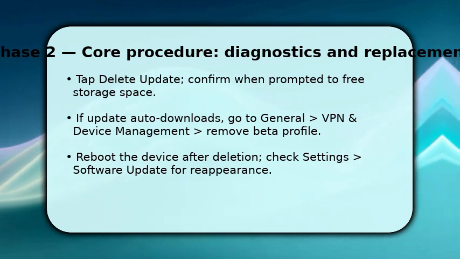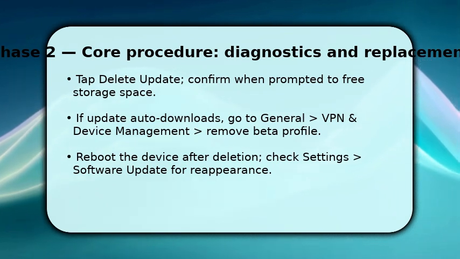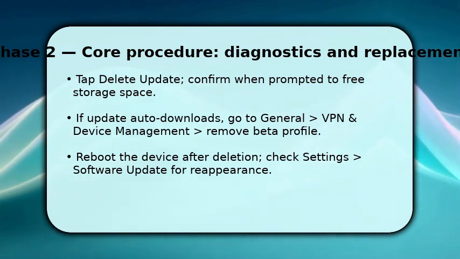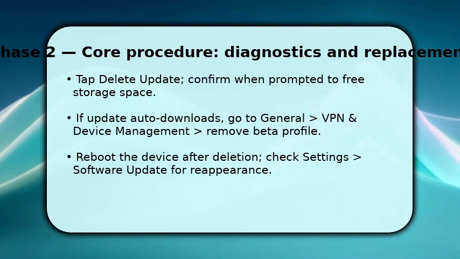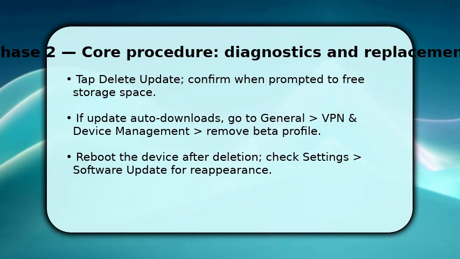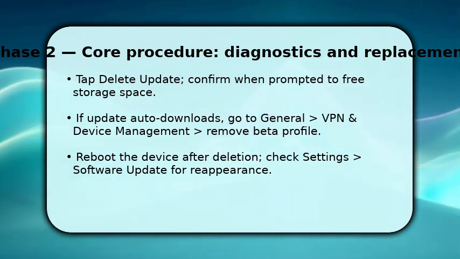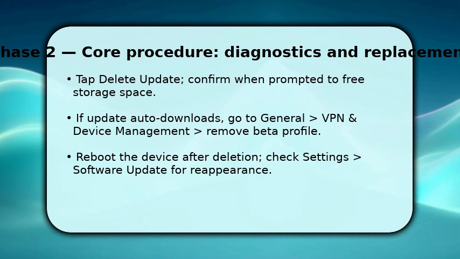Once done, make sure the update won't reappear by removing any beta or configuration profile in General, VPN and Device Management. Remove profile and reboot. Rebooting forces the system to refresh its update index. Then check Settings, Software Update, to see if it still shows. You either have an installed OS or the update will redownload. So stop any automatic download.